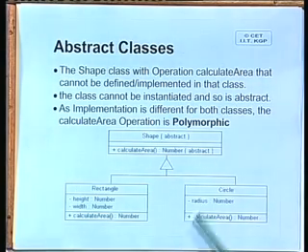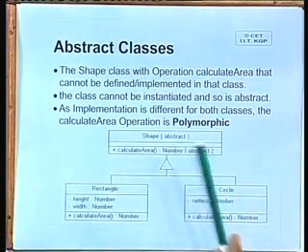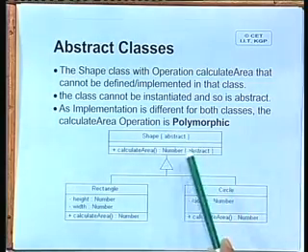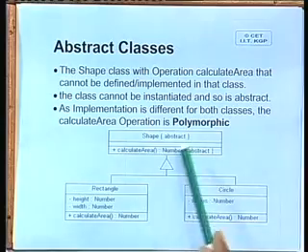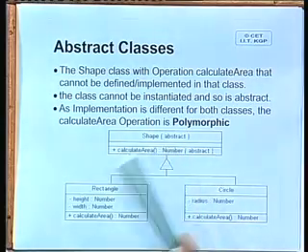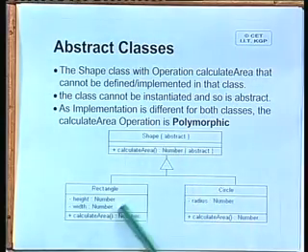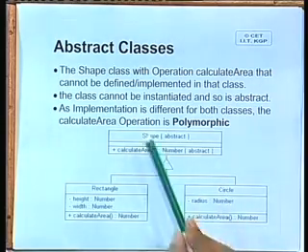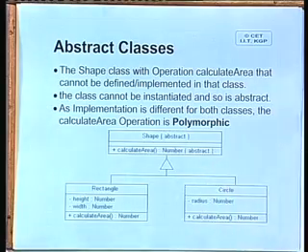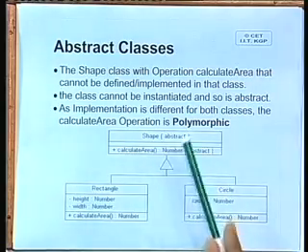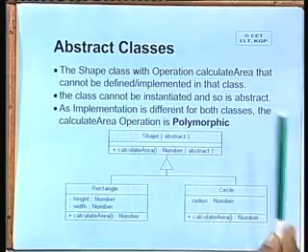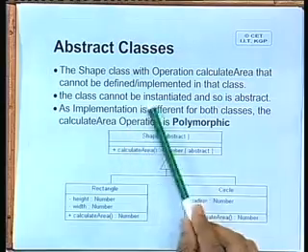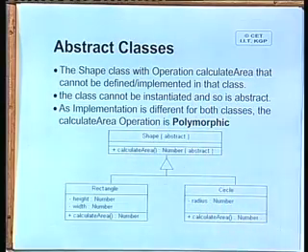But what will be that superclass called, and what is its basic existence? You see, it may not be possible, because it cannot be defined on its own. For example, shape. What is a shape basically? A shape could be any of these, and any of these is already defined in the subclasses. Alright. So, in that sense, we can get out of this situation by defining a so called abstract class. But the problem of the abstract class is, the shape class with operation calculate area, that cannot be defined or implemented in that class.